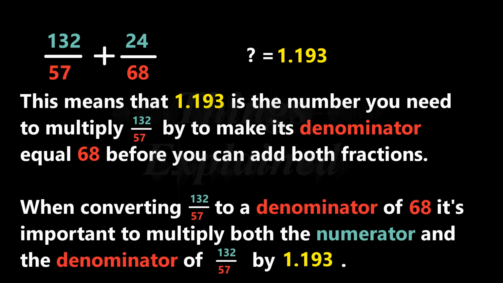When converting the fraction 132 over 57 to a denominator of 68, it's important to multiply both the numerator and the denominator of the fraction 132 over 57 by the number necessary to change the denominator to 68. So let's get to it. We're going to convert the first fraction into a form which has a denominator of 68, so that we can finally add these fractions together.